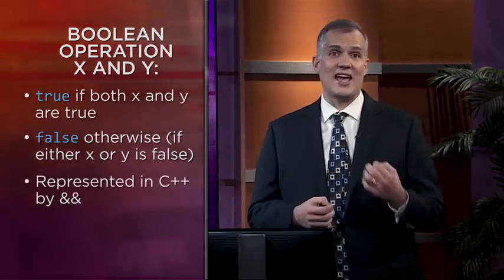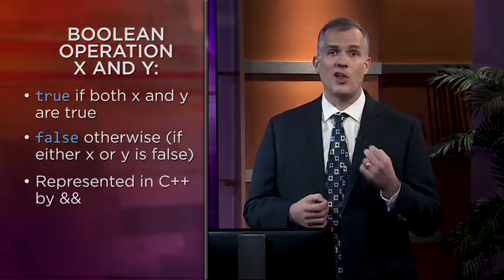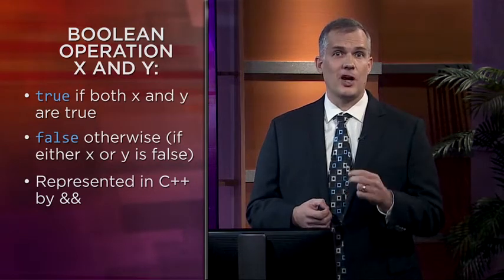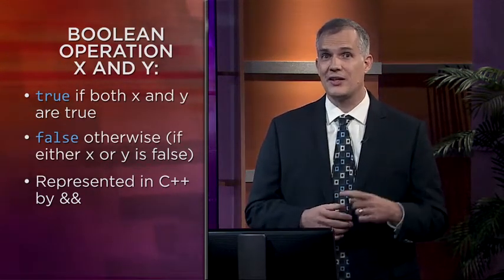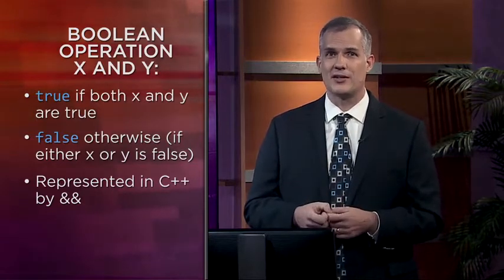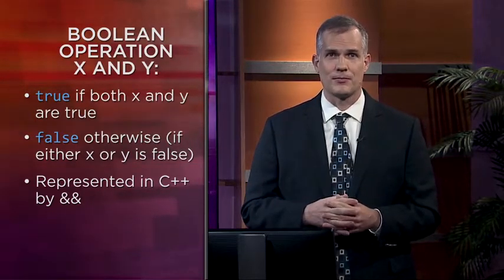We represent AND in C++ by a double ampersand. Now be careful to use two ampersands. If you use only one ampersand, that's what's known as a bitwise AND, and that's not what we want.